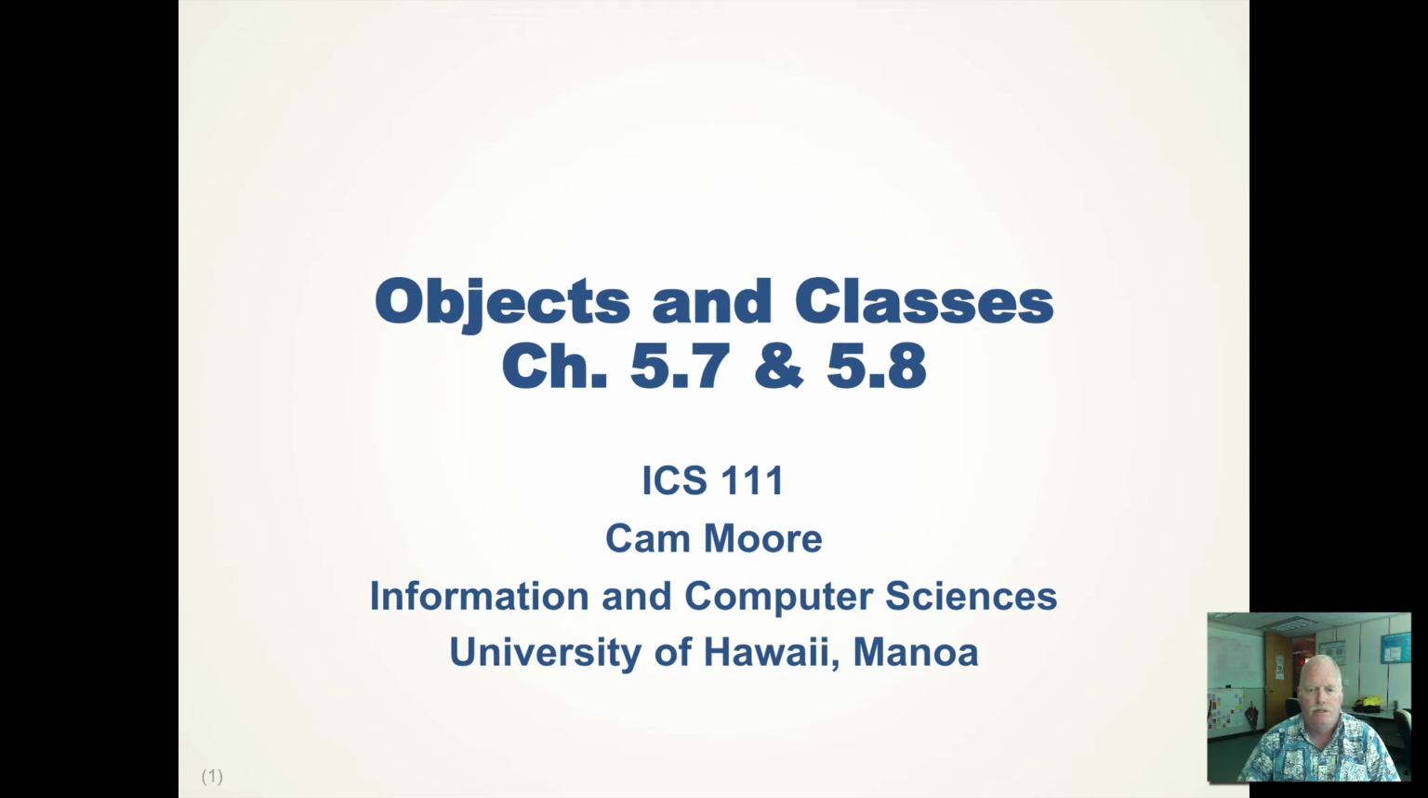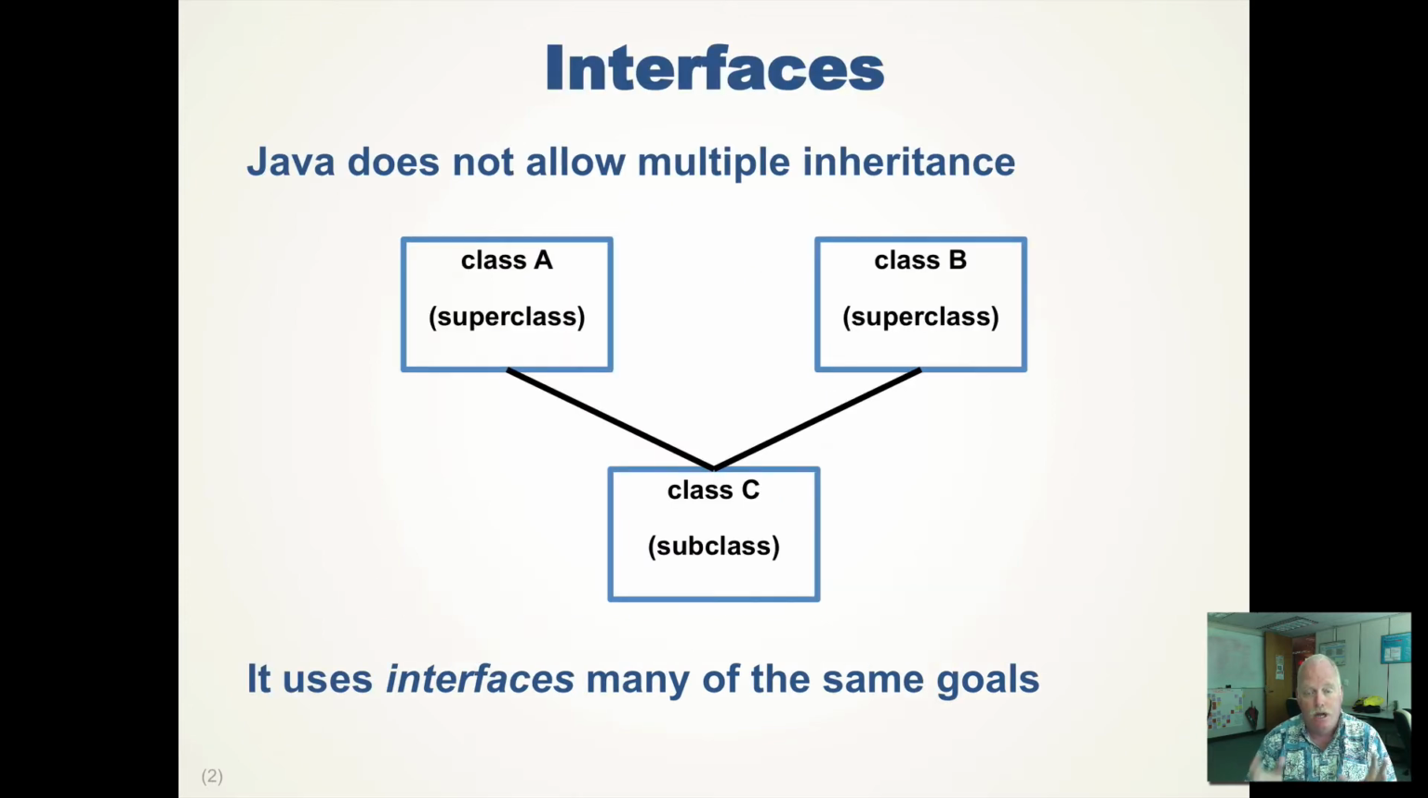Welcome to this short screencast on inheritance, interfaces, and abstract classes. Java does not allow multiple inheritance. So this picture of class A and class B being superclasses of class C is not legal in Java. There are other languages like C++ which do support multiple inheritance. It does lead to some issues that the Java designers just decided they were not even going to address.